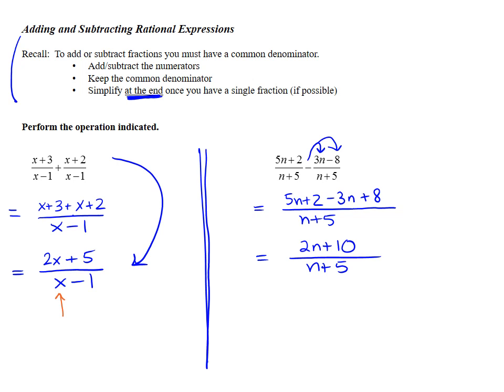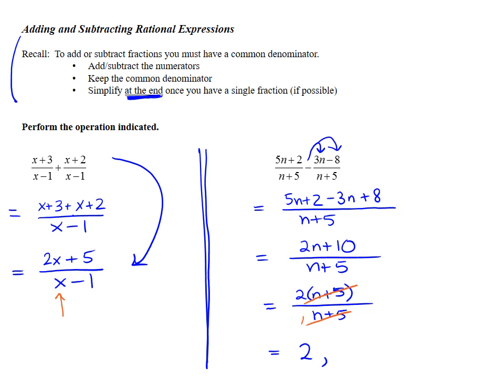Now that we have a single fraction, see if you can simplify. To do that, factor, and we're lucky here, we have a common 2 in the numerator. So we have 2 times n plus 5. And then in the denominator, we actually had an n plus 5. So here we have a common factor, n plus 5 in both the numerator and denominator. We're always going to be left with 1 when we cancel. And so this becomes 2 over 1, or just 2.